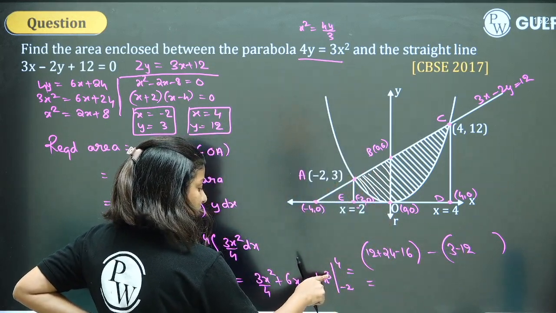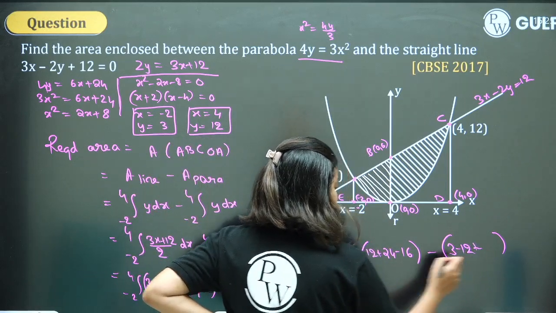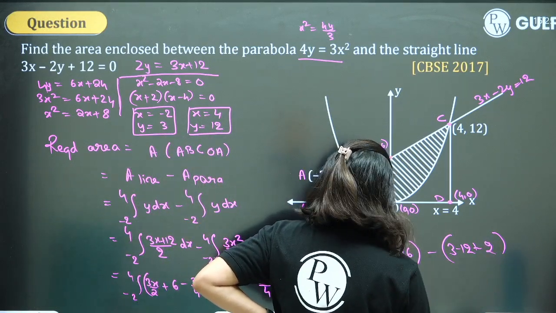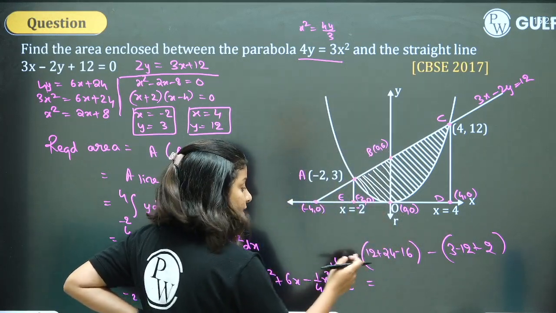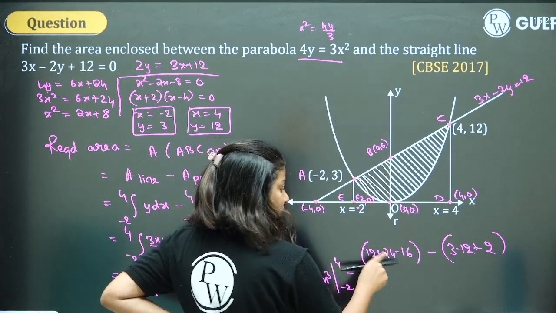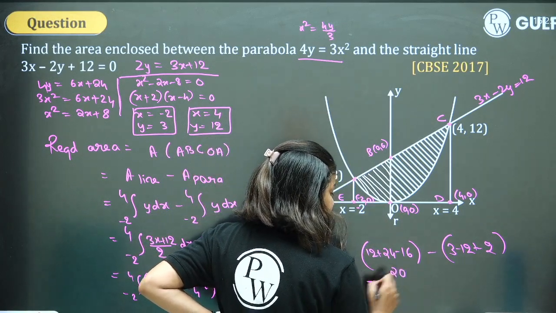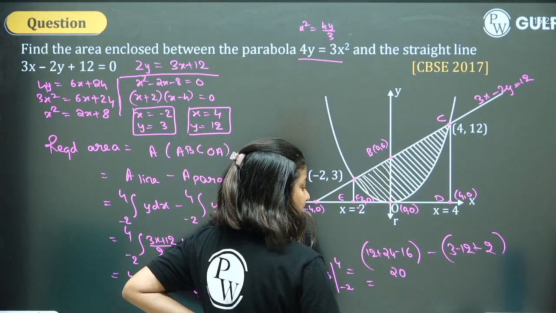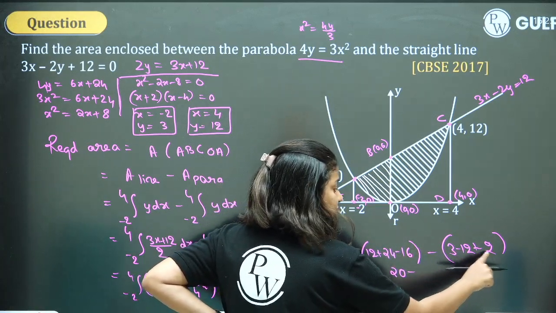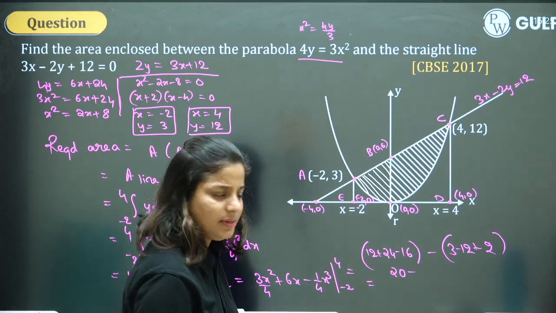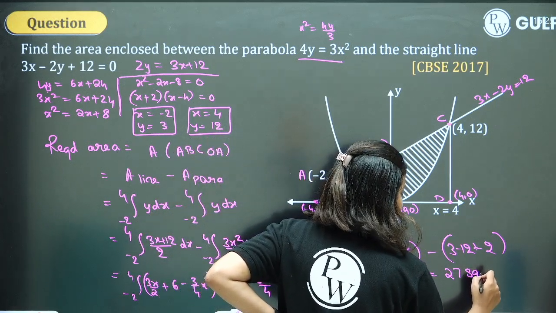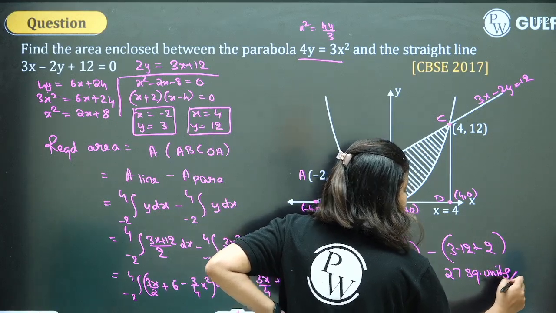And -2, minus becomes plus here, 2 cube, 2 square cut, only 2 left. Hope so I get the right answer. 12 minus 16 will be -4, -4 plus 24 will be 20, minus 3 minus, okay, 3 plus 2, 5, 5 minus 12 is -7, minus of minus plus 27 square units. Khadak. Absolutely correct answer.